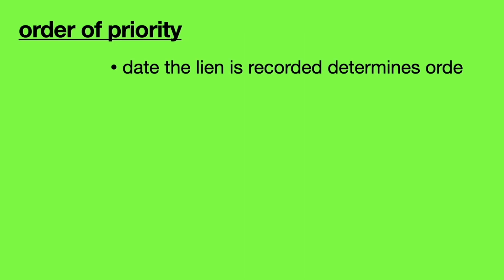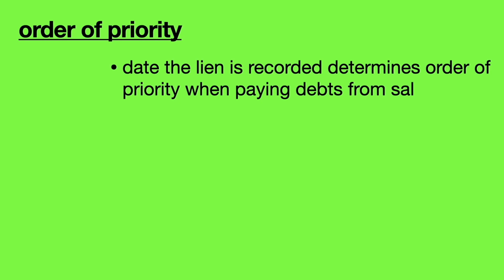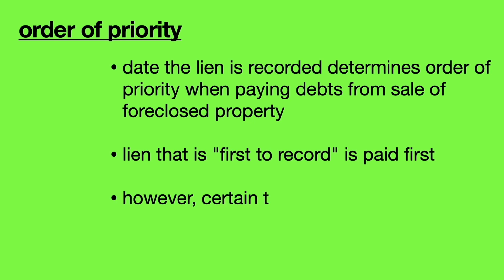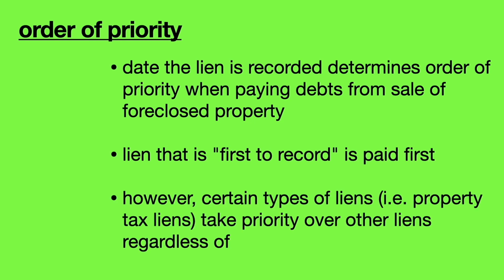In general, the date the lien is recorded determines the order of priority when paying debts from the sale of a foreclosed property. The lien that is first to record is paid first because it was recorded first. However, certain types of liens, such as property tax liens, take priority over other liens regardless of the date of recording. In other words, certain liens get to skip the line.